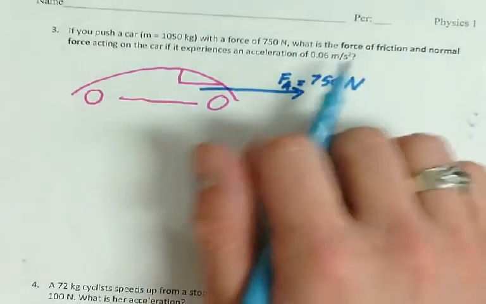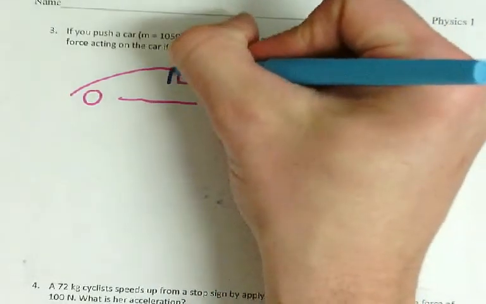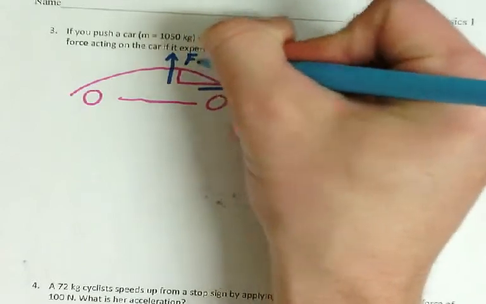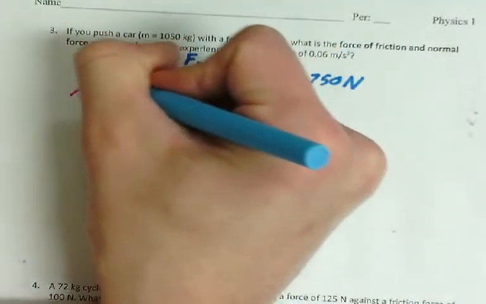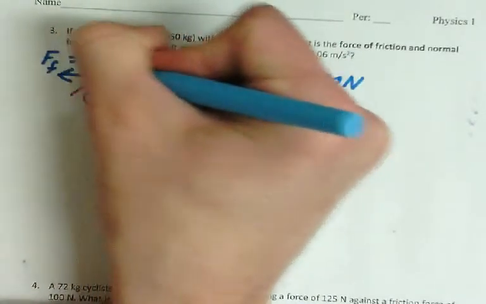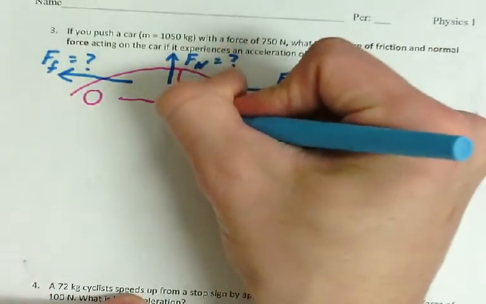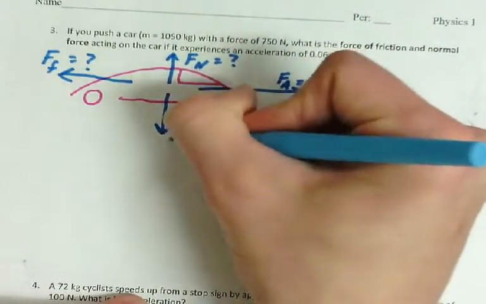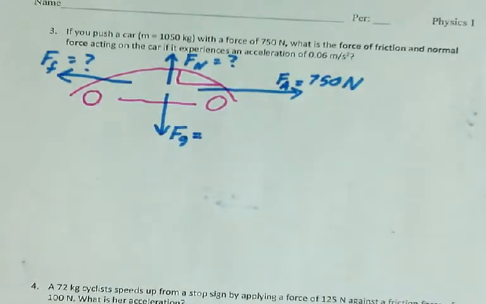All right, and it also tells me what is friction and normal. So normal will be up. We don't know what it is, so just Fn equals question mark. Friction will be against the motion, so we don't know what it is, so just Ff question mark. And it doesn't talk about gravity, but we know there has to be gravity. So I'll just write Fg, and I'm going to leave that one blank for now.